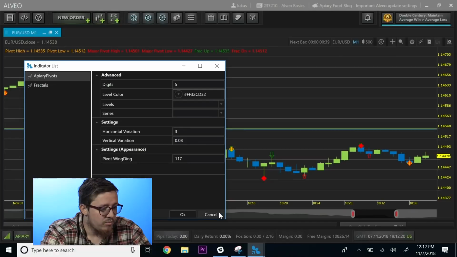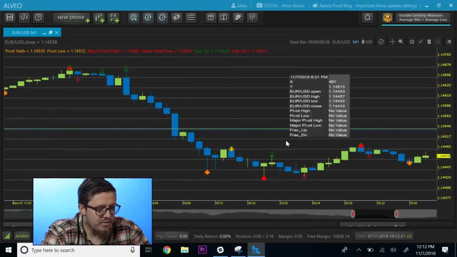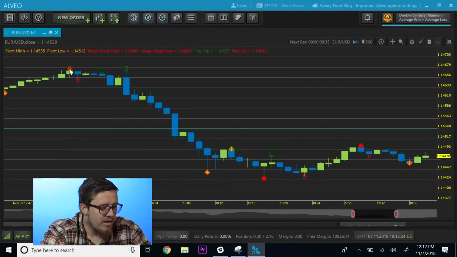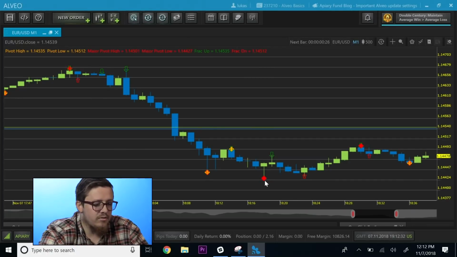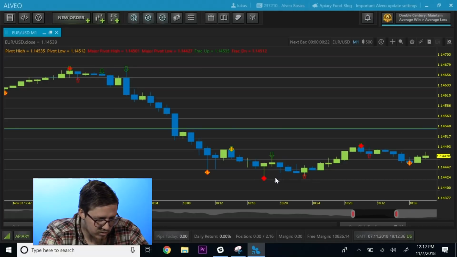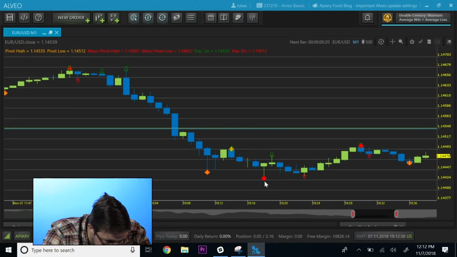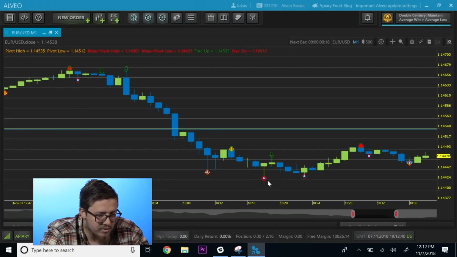If we go ahead and cancel out of this menu here, we can see that every pivot has a fractal on it for the most part. It won't always be the case. Right here, I believe, yeah, I had to get a little closer right here. We don't have that fractal down. Well, actually, we should. It's just behind that candle once again. A little hard to see. Oh yeah, we do. Okay, see, fractal, fractal, fractal.